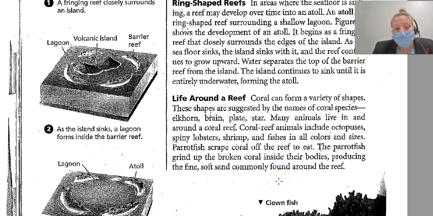Anyway, life around a reef. Coral can form a variety of shapes. These shapes are suggested by the names of coral species: elkhorn, brain, plate, star. Many animals live in and around a coral reef. Coral reef animals include octopus, spiny lobster, shrimp, and fish in all colors and sizes. Parrotfish scrape coral off the reef to eat. The parrotfish grind up the broken coral inside their bodies and produce the fine, soft sand commonly found around the reef.